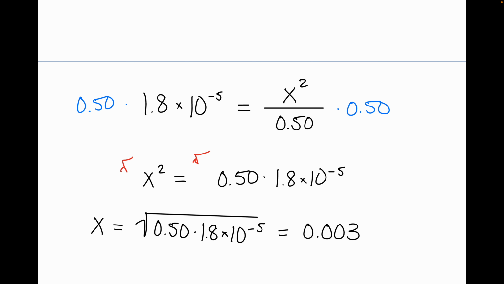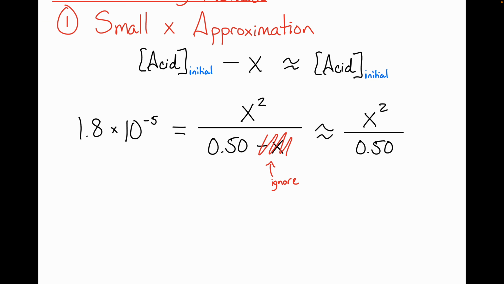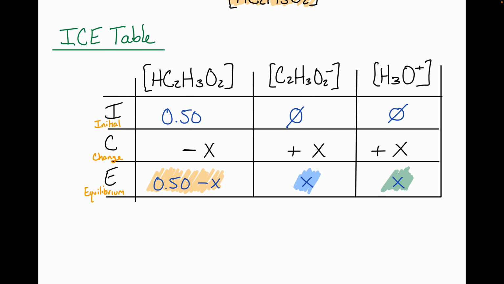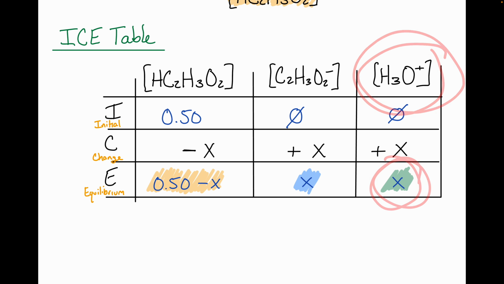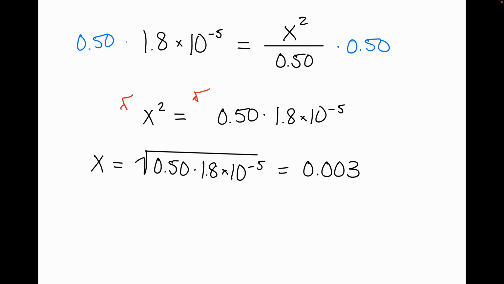All right, and so am I done? Okay, so remember, we always at this point, we just did a whole bunch of algebra, and we want to go back and check our ICE table. What we solved for that value of x is our concentration of our hydronium ion. All right, so that 0.003 that our calculator spit out is the concentration in molarity of that hydronium ion.